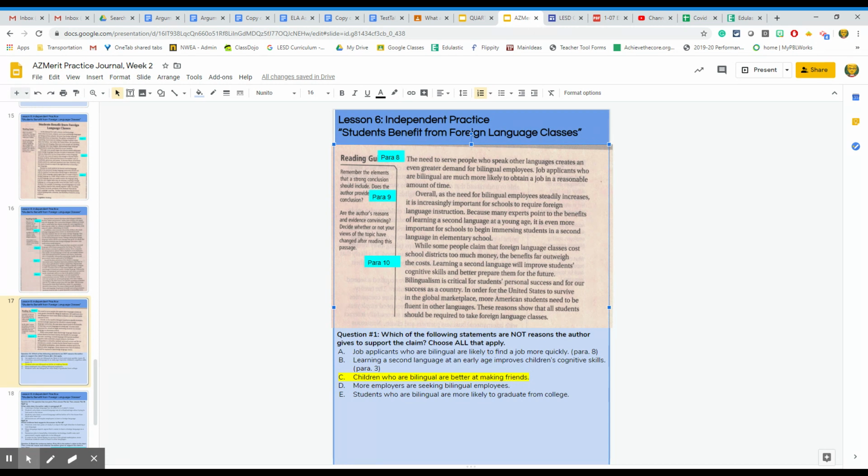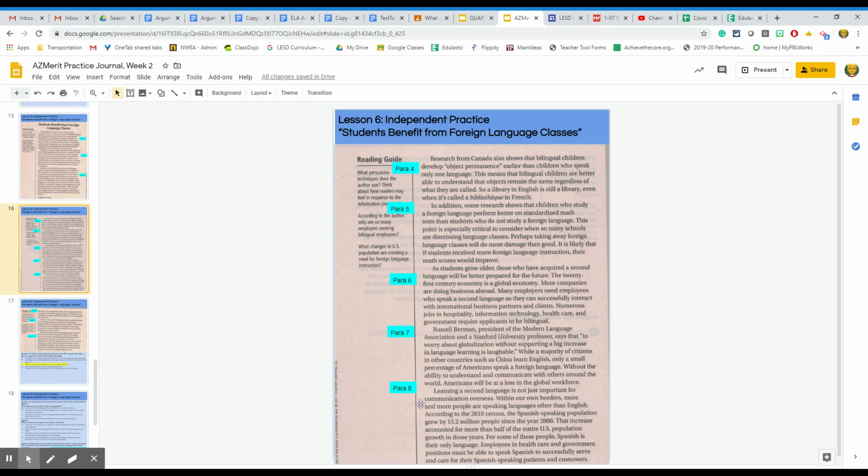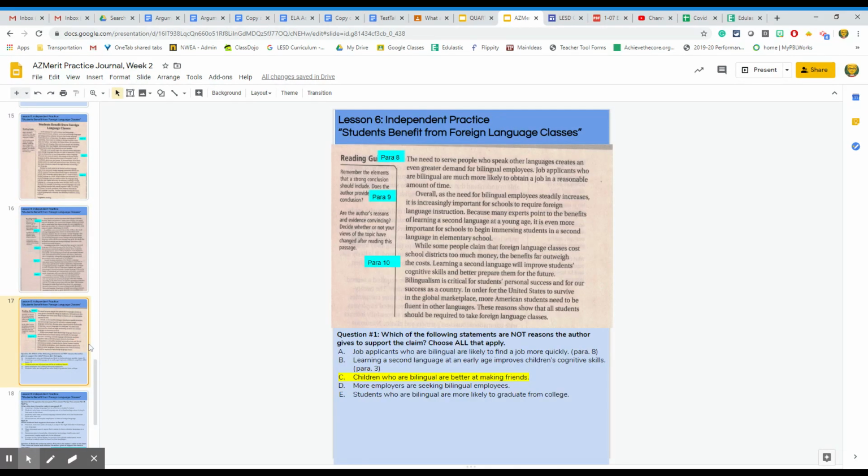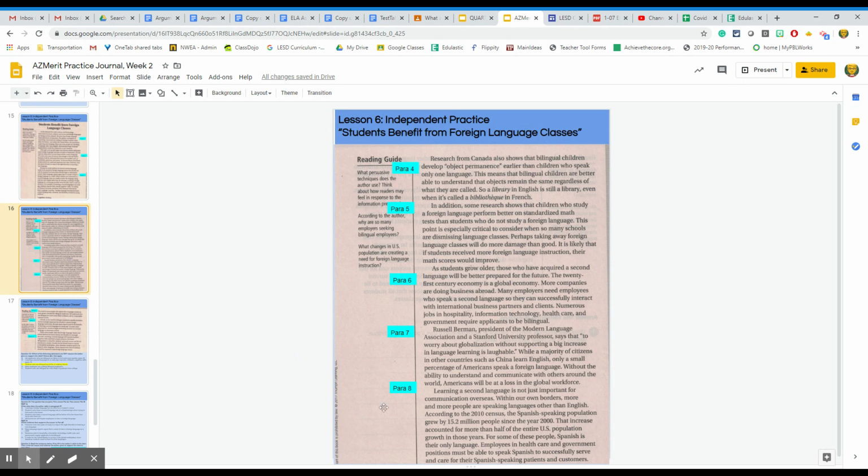D, more employers are seeking bilingual employees. That does get mentioned in the text. Right here, it says, if you look halfway through paragraph 8 again, paragraph 8 says, for some of these Spanish is their only language. Employees in healthcare and government positions must be able to speak Spanish to successfully serve and care for their Spanish-speaking patients and customers. Oh, just kidding.